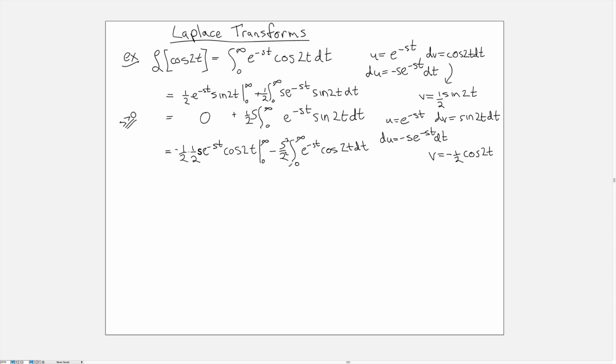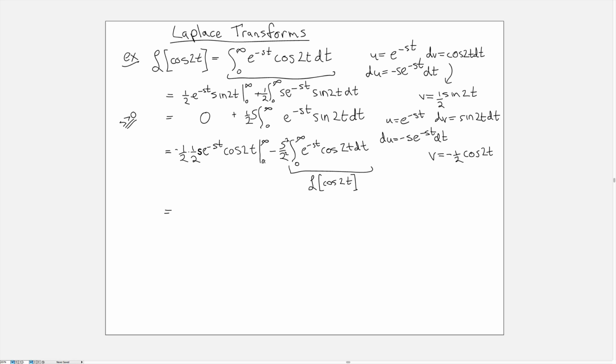And you'll notice this thing here is exactly this thing here, except now I'm multiplying it by an s squared over 4. And so I'm going to rewrite this as the Laplace transform of cosine 2t. So that is where the magic trick happens. What we have here is, let's first simplify that first term.